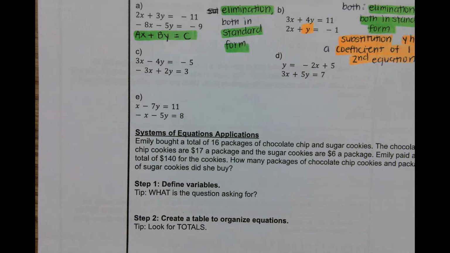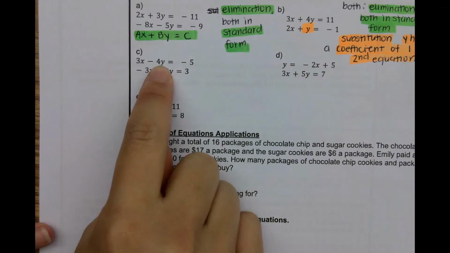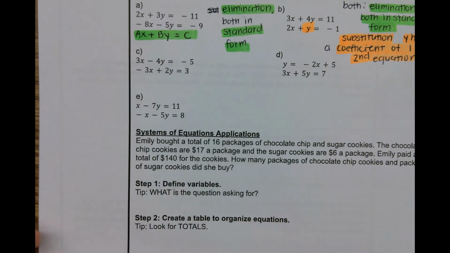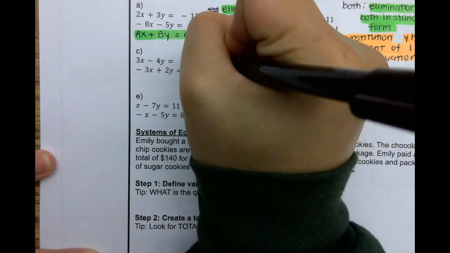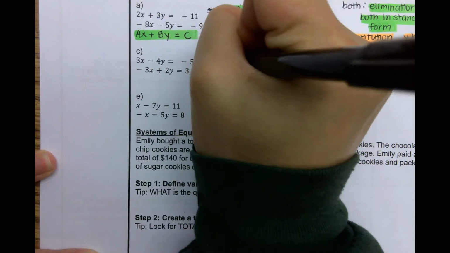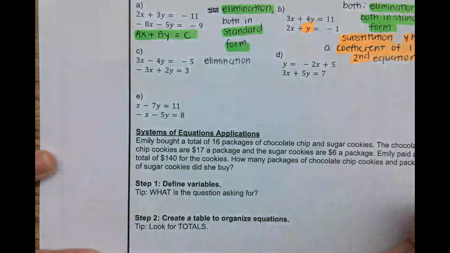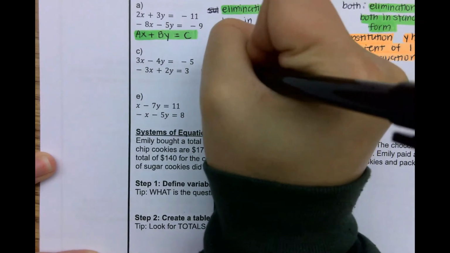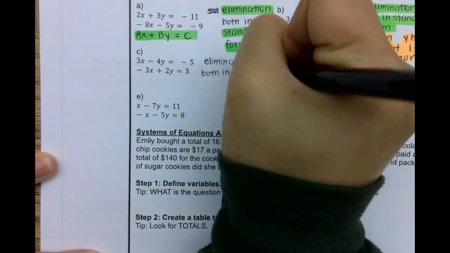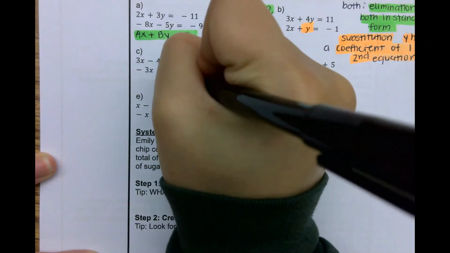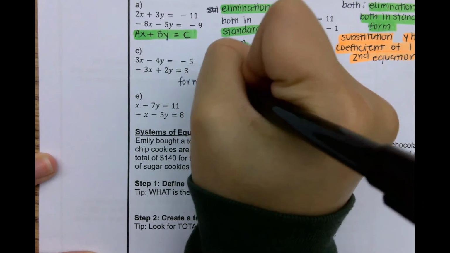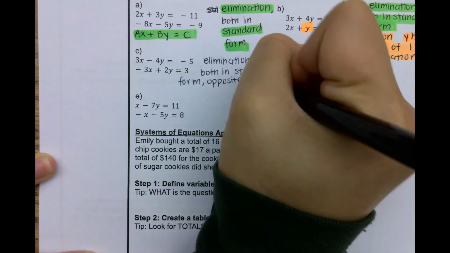For C, we have 3x minus 4y equals negative 5, and negative 3x plus 2y equals 3. So which method is best? In this case, I think elimination is best. The reason is, first, both are already in standard form, and because I already have opposite coefficients for x.